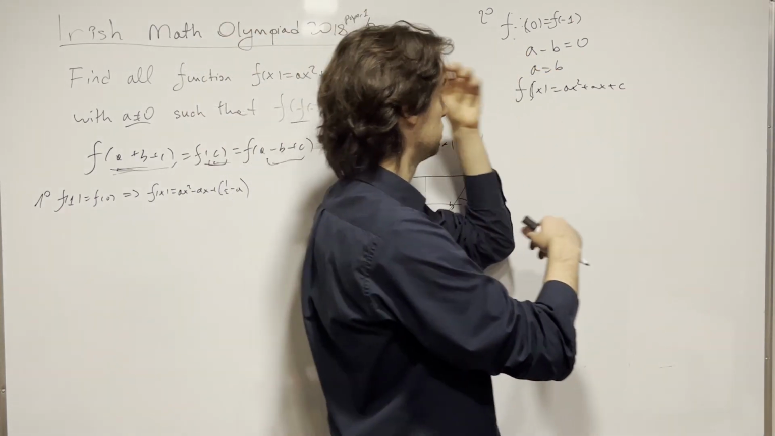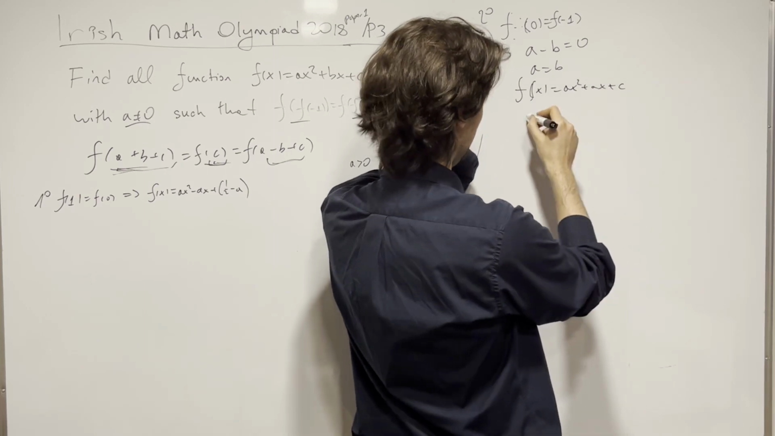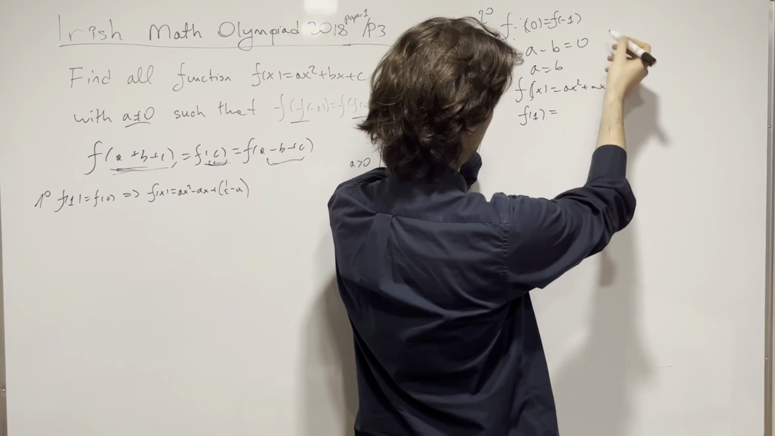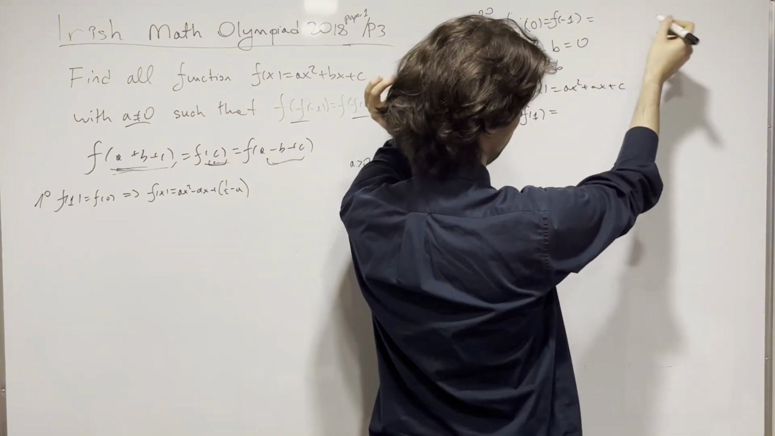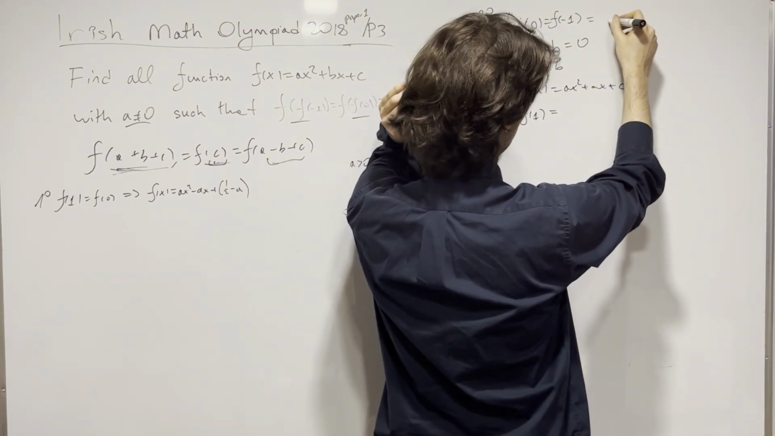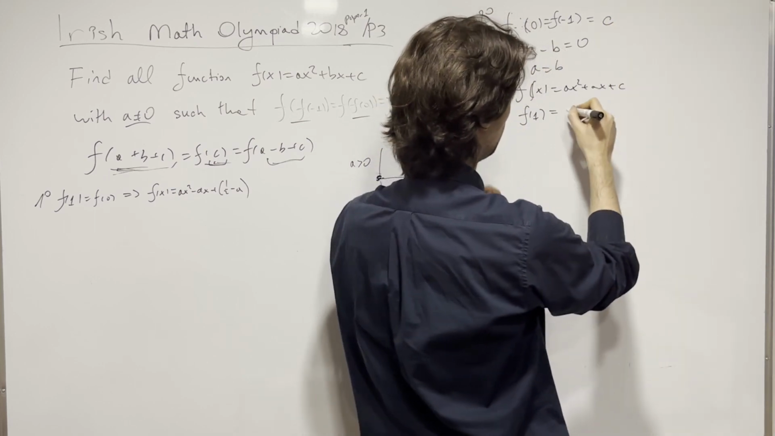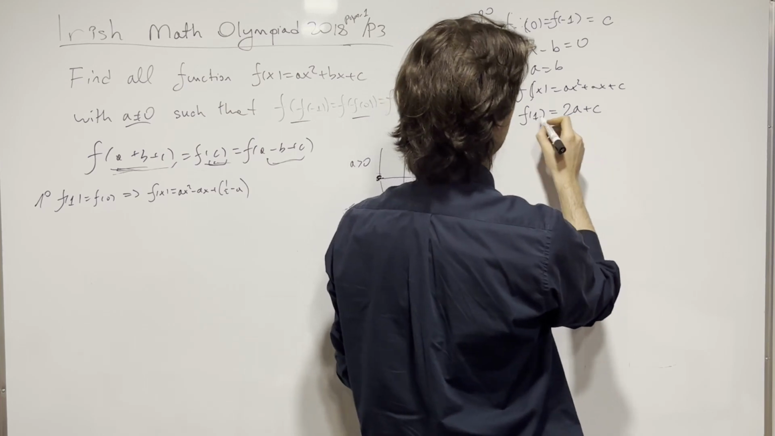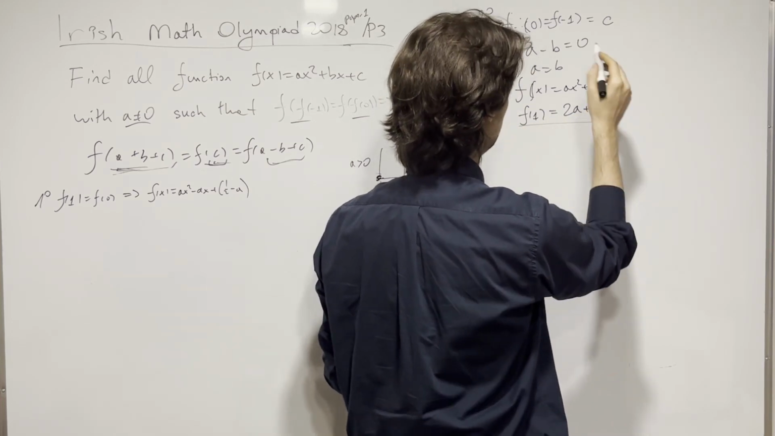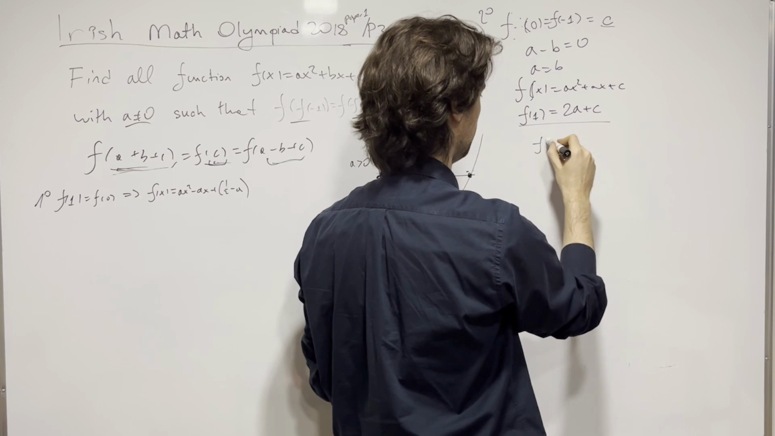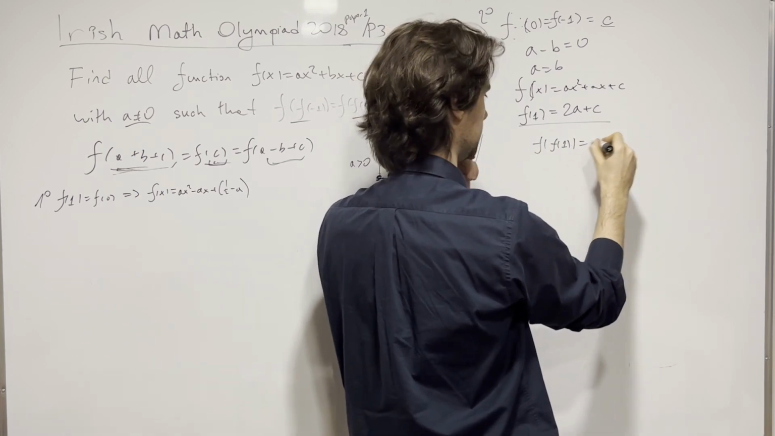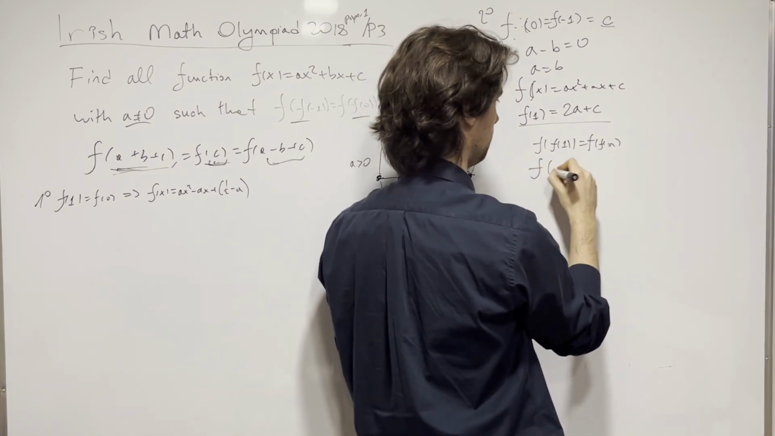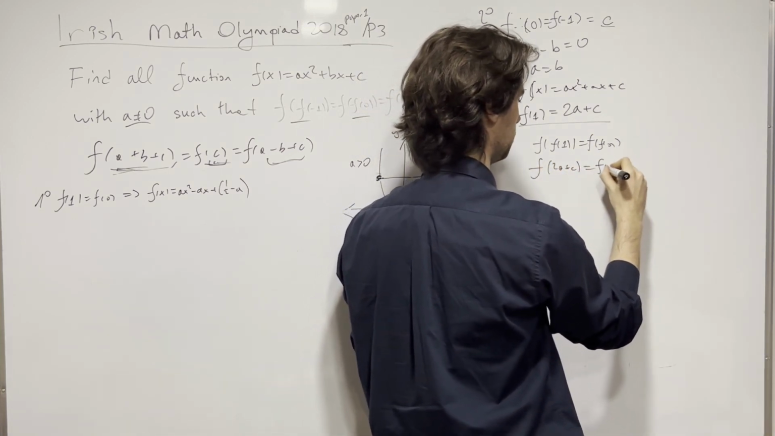We have a is equal to b, so f of 0 is f of negative 1. And then we know that f of 0 is going to be equal to c, and f of 1 is going to be 2a plus c. And now, these two things, can f of 1 be equal to f of 0? This implies that f of 2a plus c is equal to f of c.